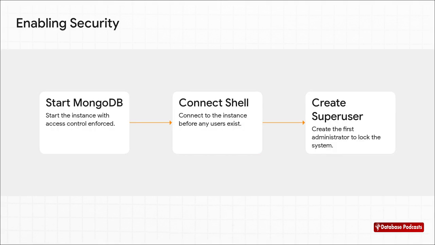So here's how it's done, in 3 steps. First, you start your MongoDB server with a flag that says Enforce Access Control. Second, you connect to it. Now, because no users exist yet, it actually lets you in one last time. And third, while you're in, you create that first administrator, a super user, who can then create other users and assign permissions. Once that user is created, bam! The doors are locked. From that point on, everyone needs a key.